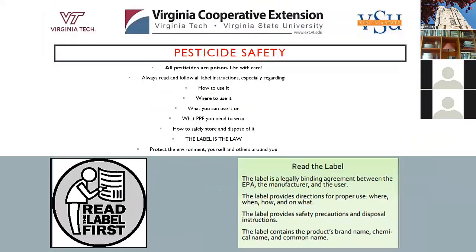Some pesticide safety. Remember that all pesticides are poison, so you want to use with care. Always read and follow all label instructions, especially when it comes to how to use it, where to use it, what you can use it on, what personal protective equipment you need to wear, how to safely store and dispose of it. And remember that the label is the law, and we want to make sure to protect the environment, yourself, and others around you.